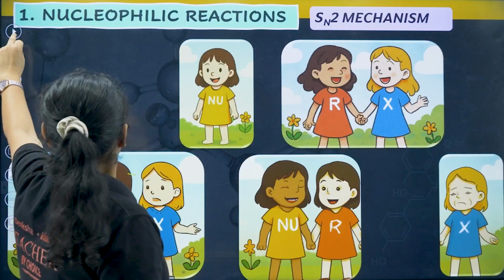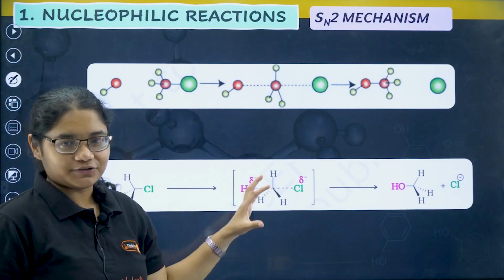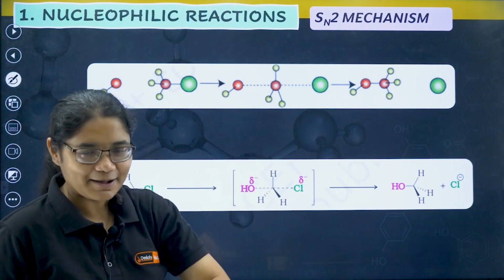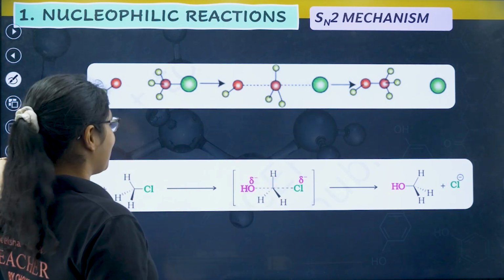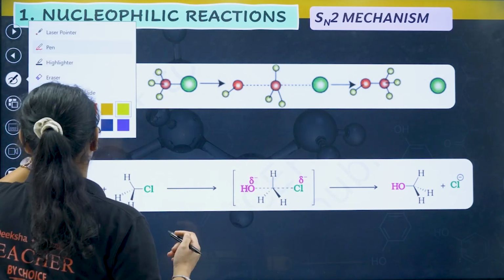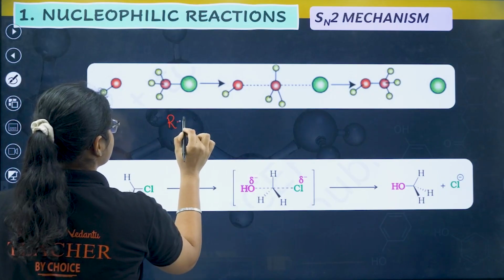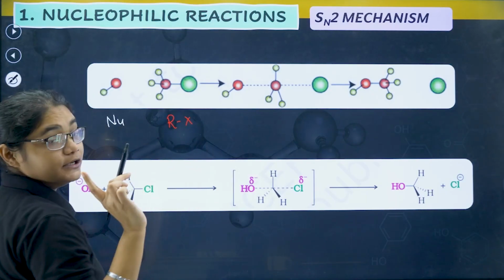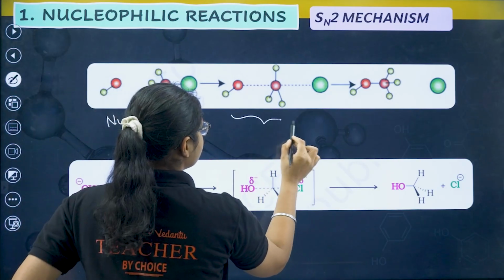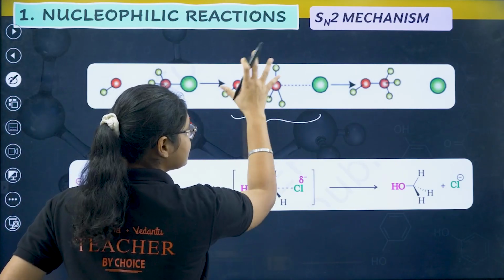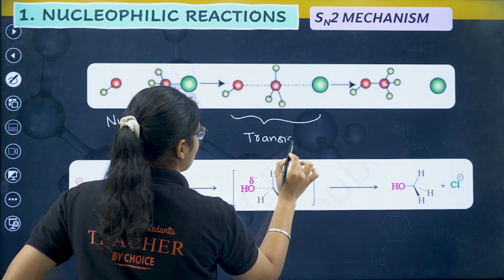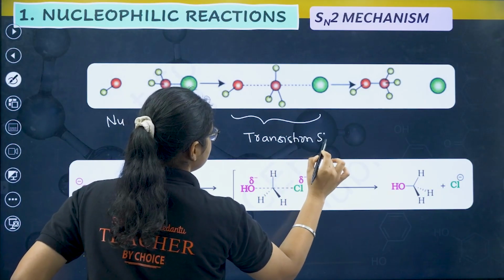Now let's come to chemistry. Forget about your friends and come back to chemistry. So here we have this compound, which is RX. A new friend came, that is the nucleophile. Next, the three of them become friends, and when these three are together, it is called a transition state.